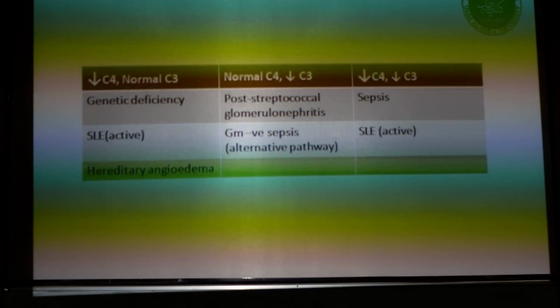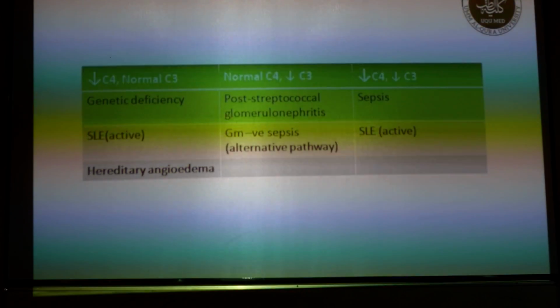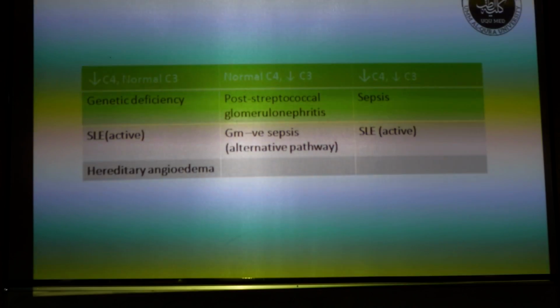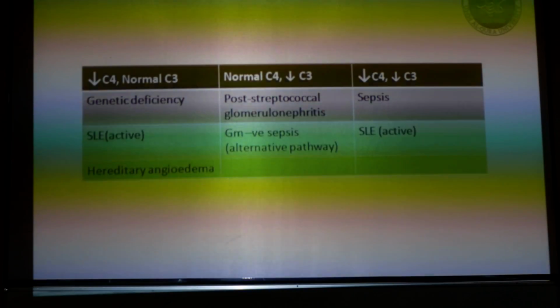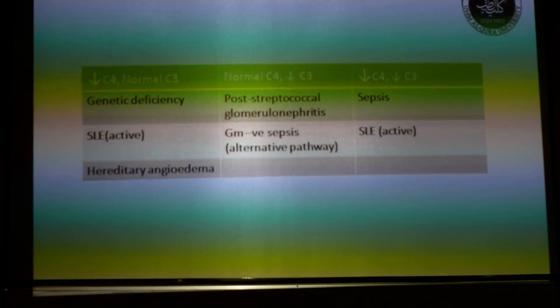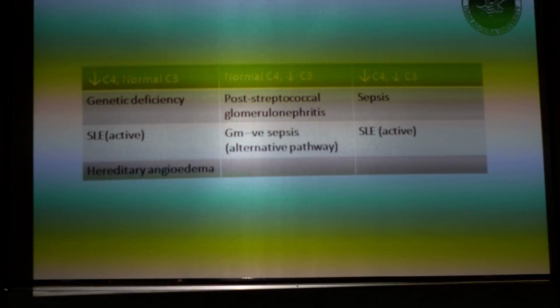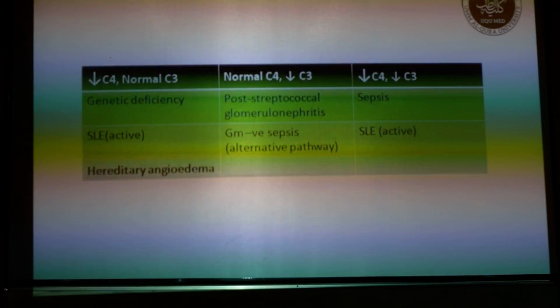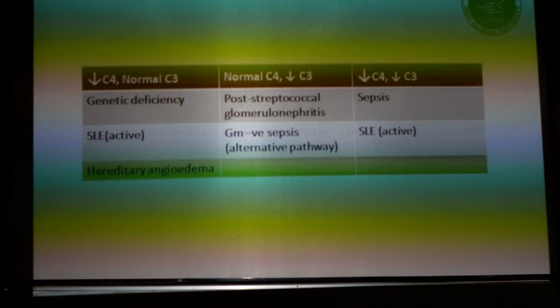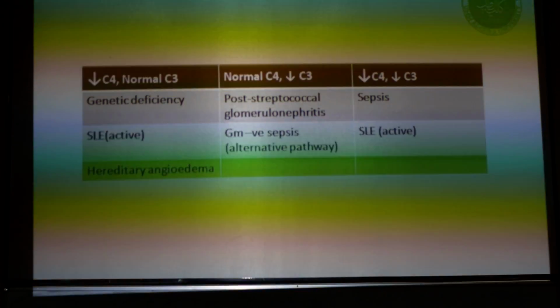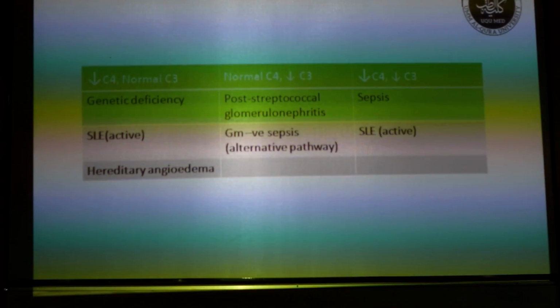C1 will be activated all the time, and it will keep producing MAC formation and anaphylatoxins, and these patients have got edema. Blood vessels are dilated and they have got edema around the lips and the face. So in this condition, when the classical pathway is used too much, that's why the C4 levels will reduce. And another important reason is because C3 levels are much higher.